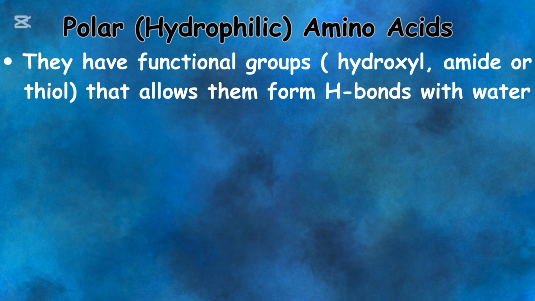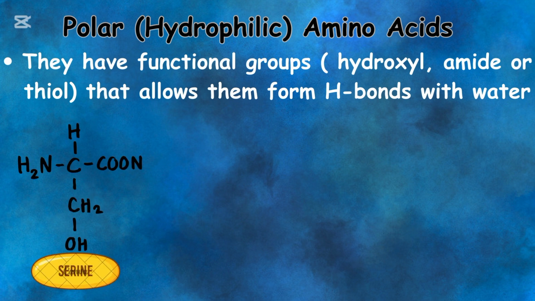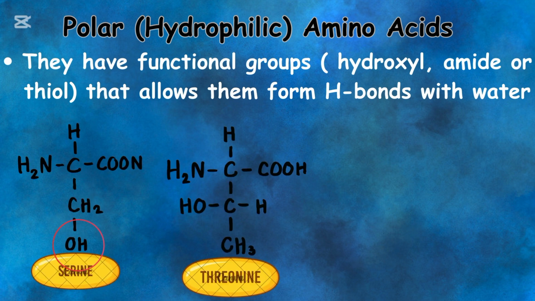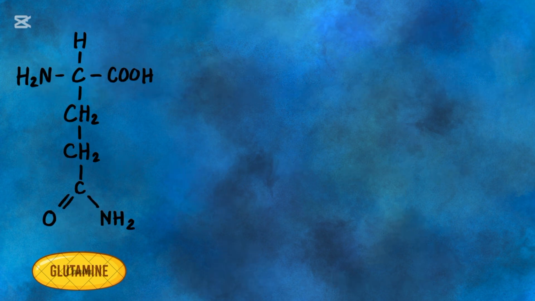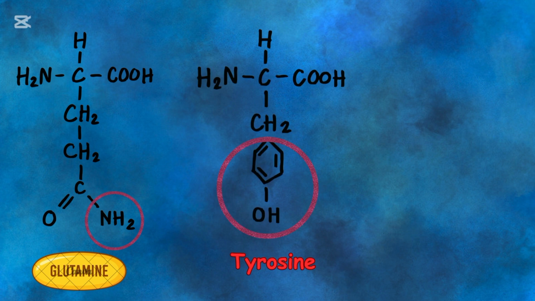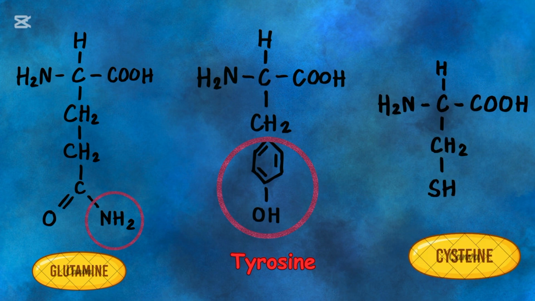Polar amino acids have functional groups such as hydroxyl, amide, or thiol that allow them to form hydrogen bonds with water. Examples include serine, which contains a hydroxyl group, threonine, which also contains a hydroxyl group, and asparagine, which contains an amide group. Other examples include glutamine, which contains an amide group, tyrosine, which contains a phenolic hydroxyl group on an aromatic ring, and cysteine, which contains a thiol, capable of forming disulfide bridges.